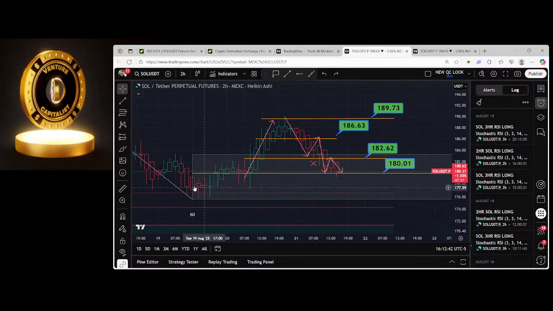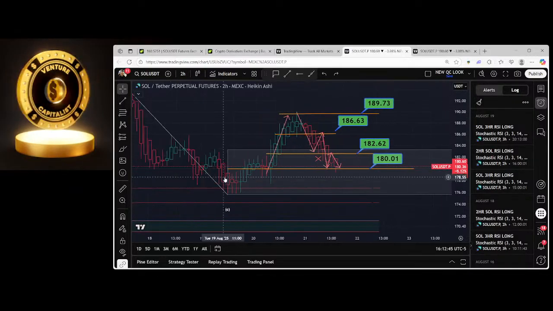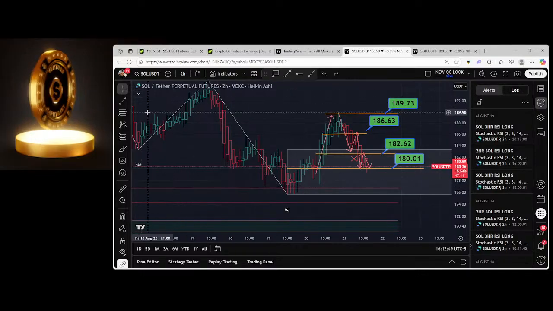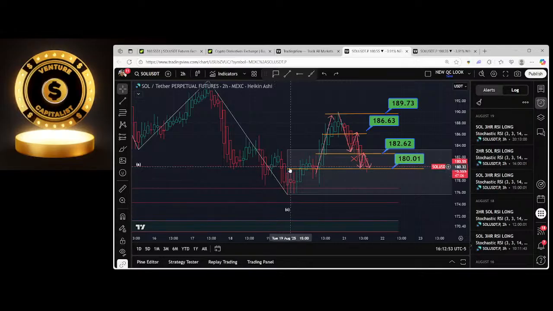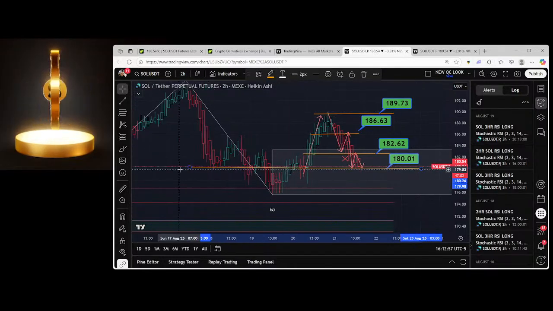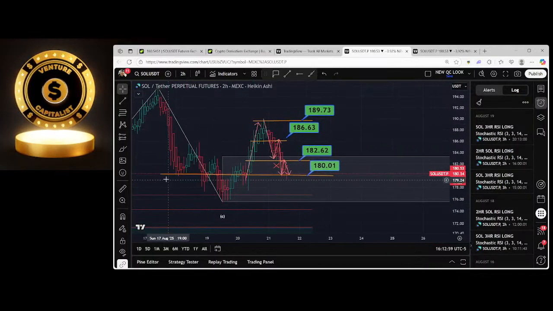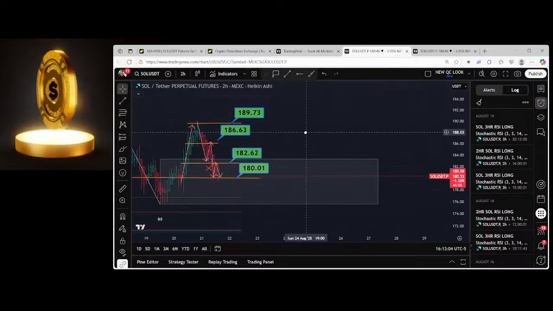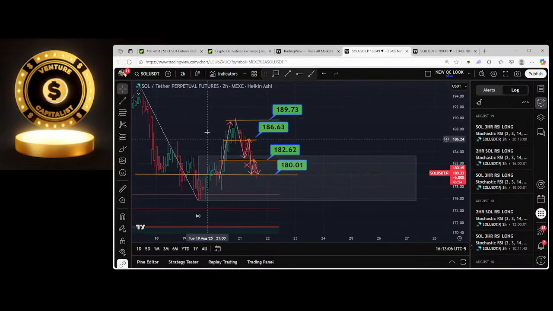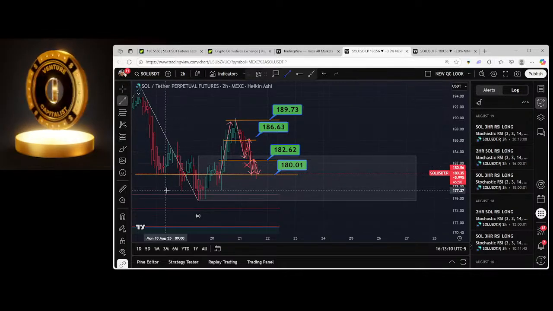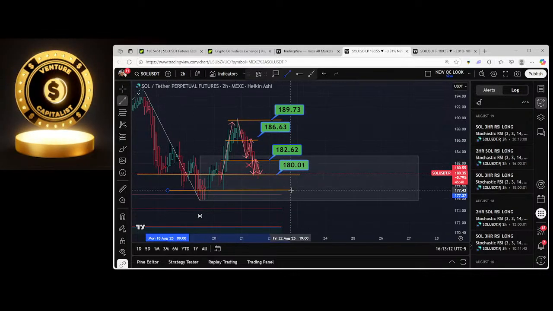Now the other thing I was going to say is we could take a look at the previous pullback, and this is a 2 hour time frame. We can see here that this current 180 is a good support area. So that's why a lot of people are putting their limit orders there. That's a lot of people buying there. And then the next support, if it does come down, is this area here.